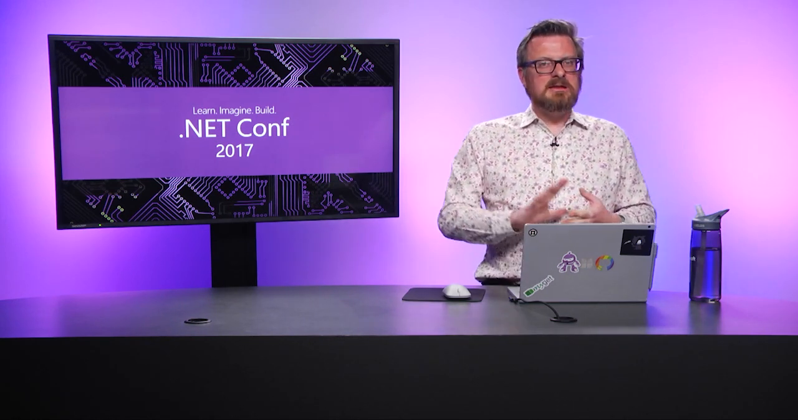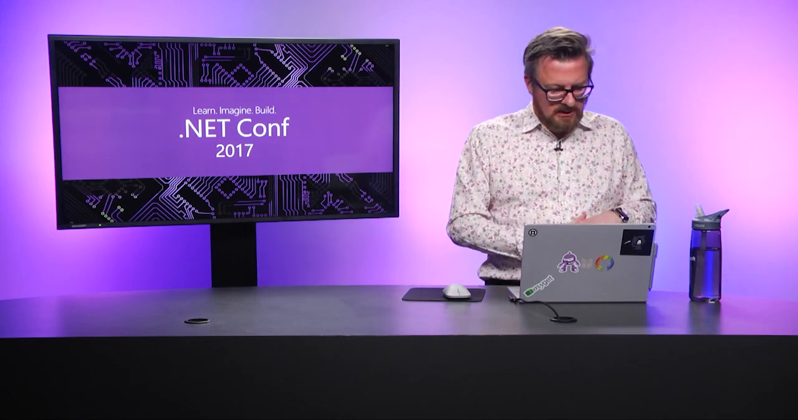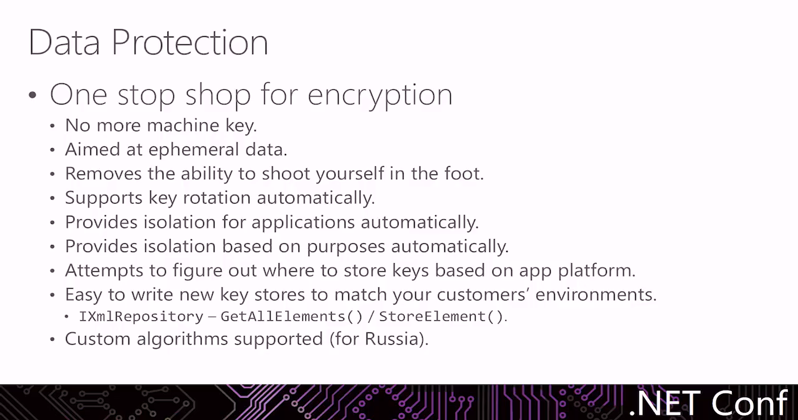This does mean you have to do a little bit more work. But data protection is a one-stop shop for encryption and signing. There's no more machine key. We've aimed this at ephemeral data, so data that you don't mind if you can't decrypt it again. So, login cookies. If that can't be decrypted again, and the user just has to log in again, it's no big deal. But if you do want to use it for your own data, then you can take steps to make sure that you persist your keys, and then it's up to you to back them up properly. So it removes the ability for you to shoot yourself in the foot.